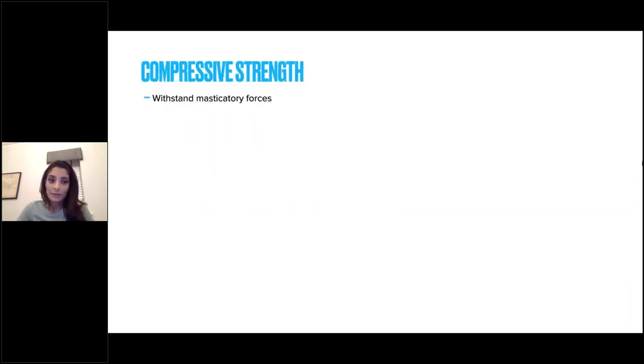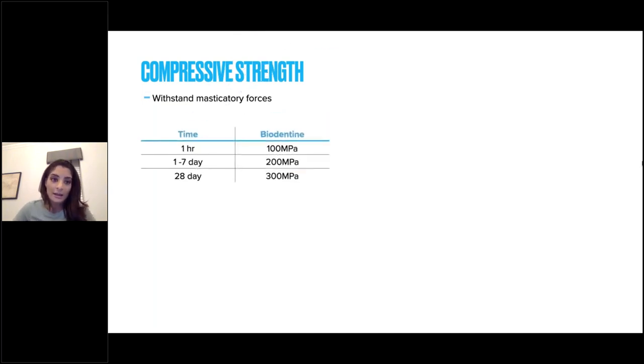Also, the compressive strength of Biodentine is pretty impressive. This is really important for a material that we're using to replace a bulk of dentine, because obviously when we're biting on the tooth, we don't want something that's weak underneath. But like the seal, it takes some time to develop.